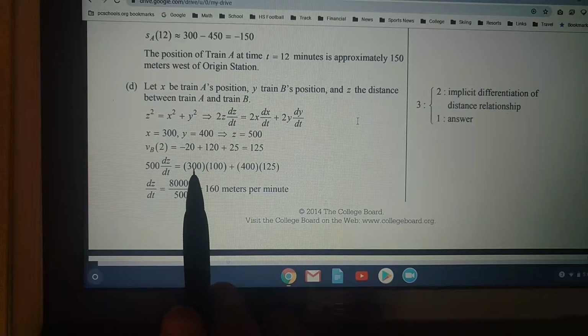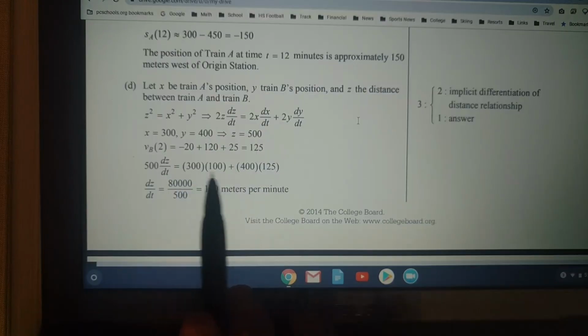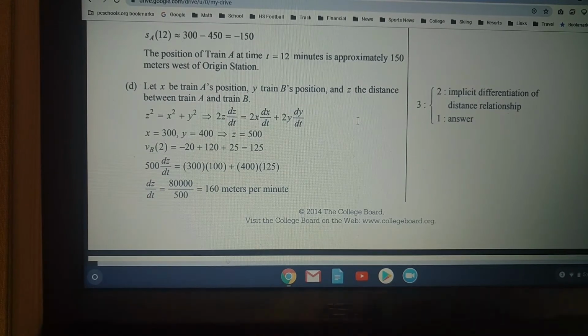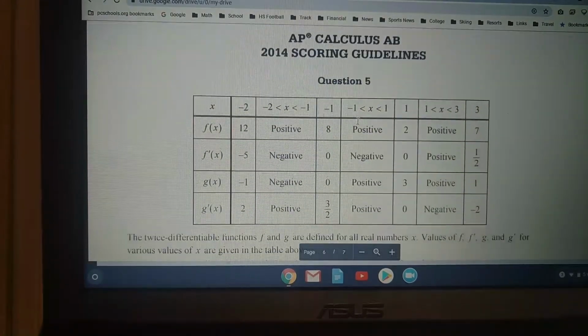You could also have it written as this: 300 times 100 plus 400 times 125, all divided by 500. Now you can't have it in this form here, but if you have the 500 underneath this, then you're okay. All right, score that out of 9, and let's move on to question 5.